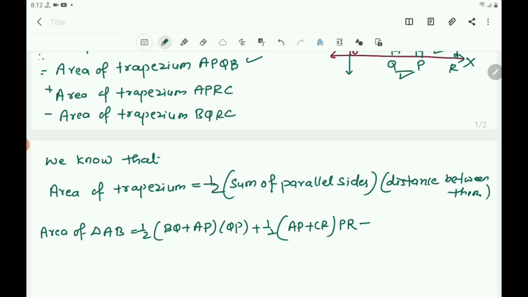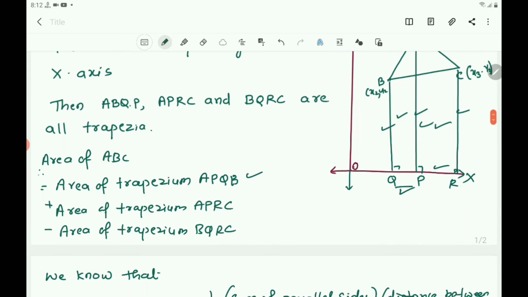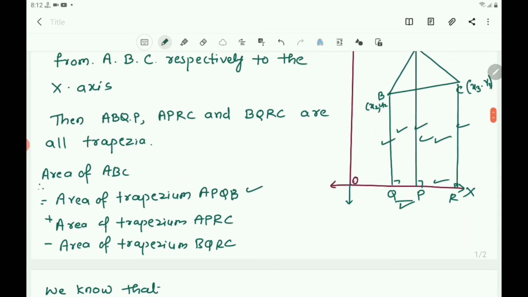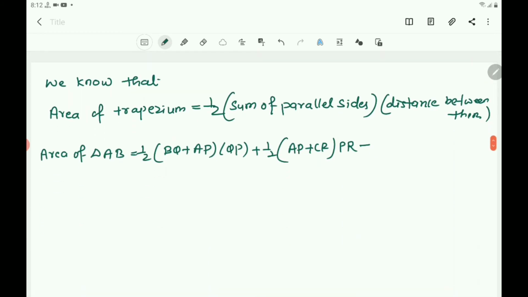You have to subtract the area of trapezium BQRC. In BQRC, the parallel sides are BQ and CR. So it is half into (BQ plus CR). The distance between them is QR. So you write minus half into (BQ plus CR) into QR.